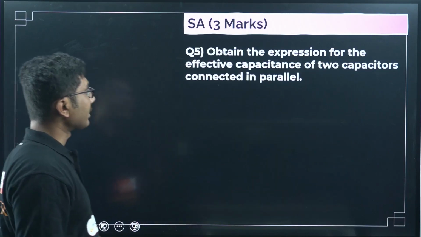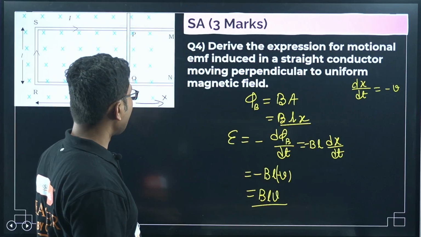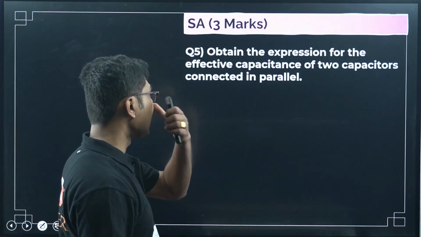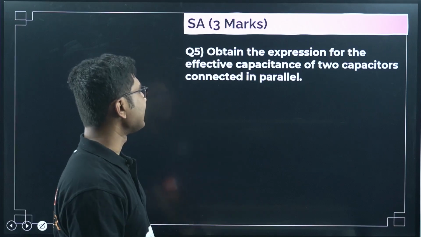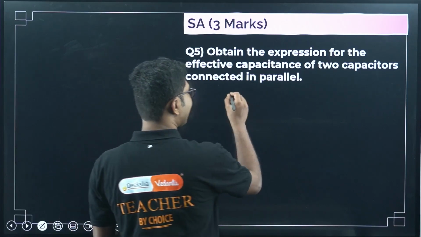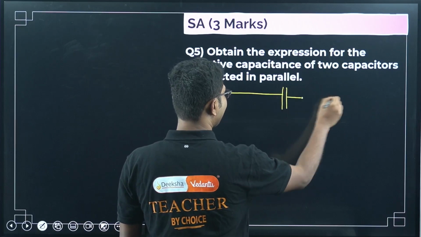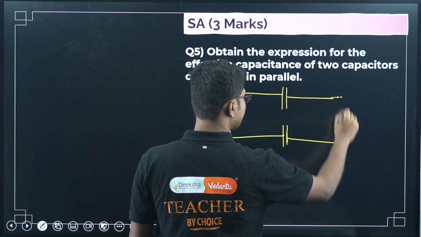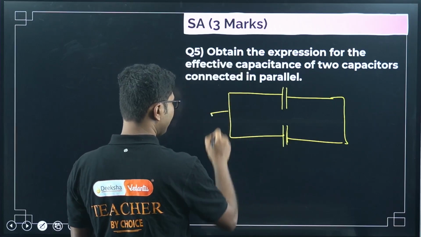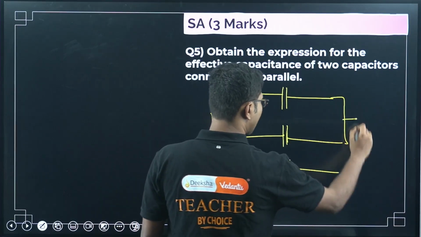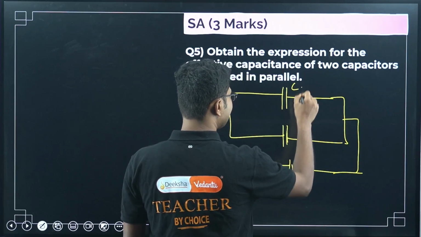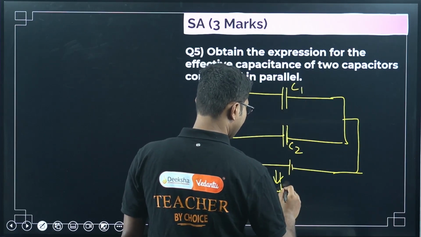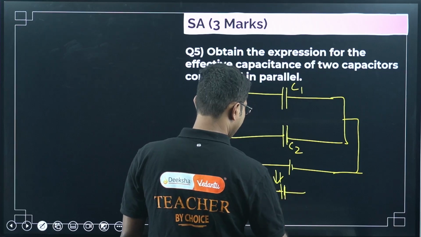Okay, now let's move on. This is question number, I think I gave you one extra question. Anyway, let's see. Obtain the expression for the effective capacitance of 2 capacitors connected in parallel. Very simple question. I will just do it quickly without wasting any time. 2 capacitors, this is C1, this is C2, and the equivalent circuit can be drawn using only one capacitor and the battery.